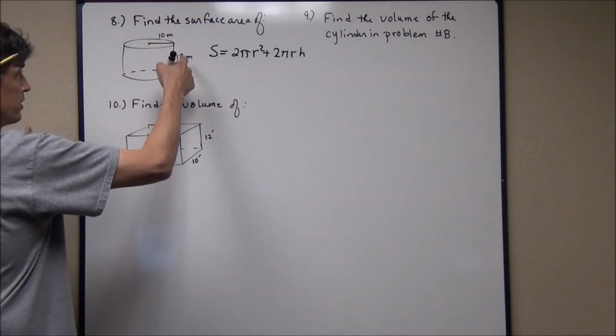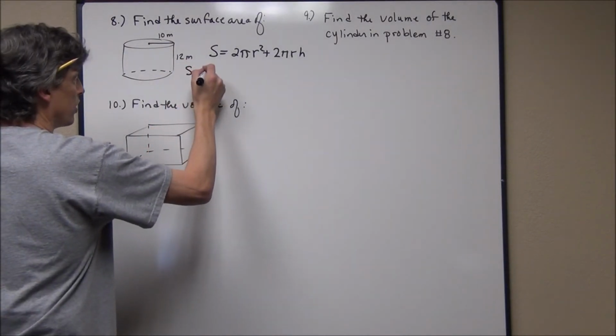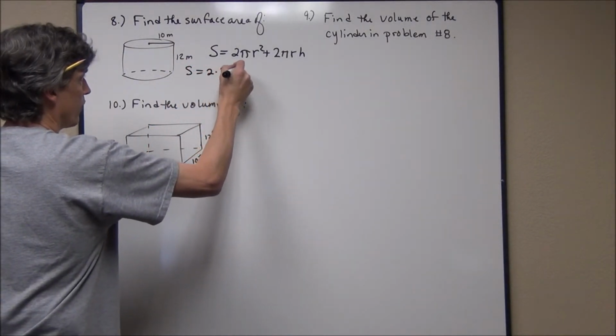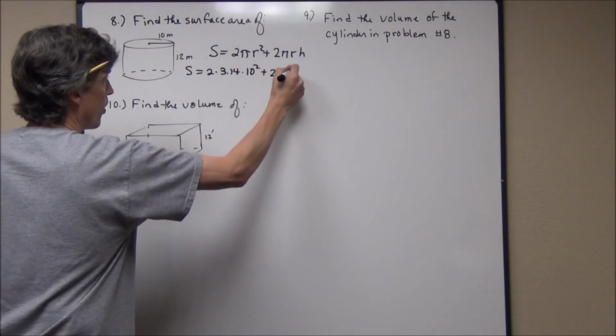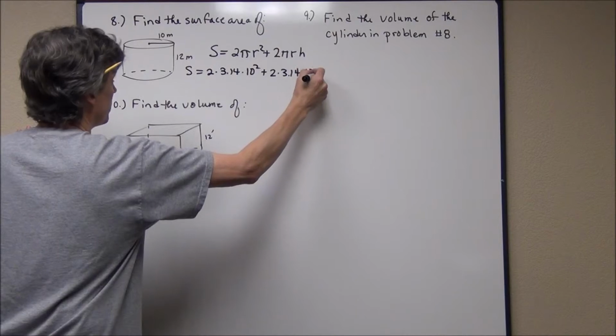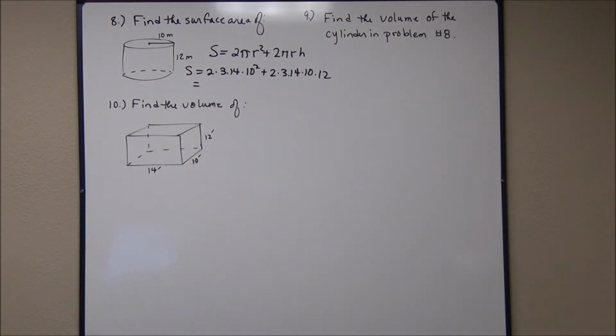So in this case, I have 10 for my radius, I have 12 for my height. My surface area is going to be 2 times 3.14 times 10 squared plus 2 times 3.14 times 10 times 12. Definitely a calculator problem. I grab my calculator here real quick. I have 2 times 3.14 is 6.28 times 10 squared is 100.